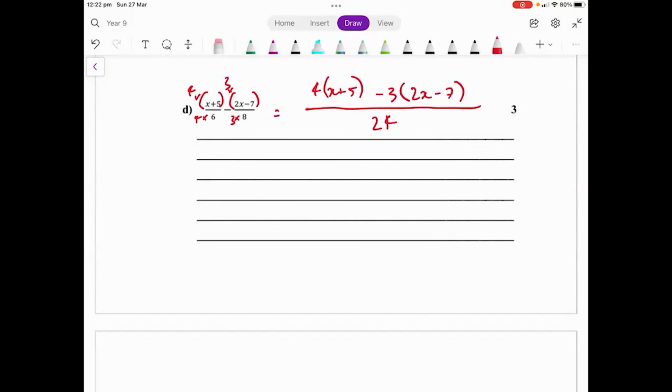Then I'm going to expand those brackets. That becomes 4x plus 20 minus 6x plus 21. Minus 3 times minus 7 is a plus 21. You leave the 24 on the denominator the same. Then you collect the like terms. 4x minus 6x is minus 2x. 20 plus 21 is 41. Final answer, minus 2x plus 41, all over 24.